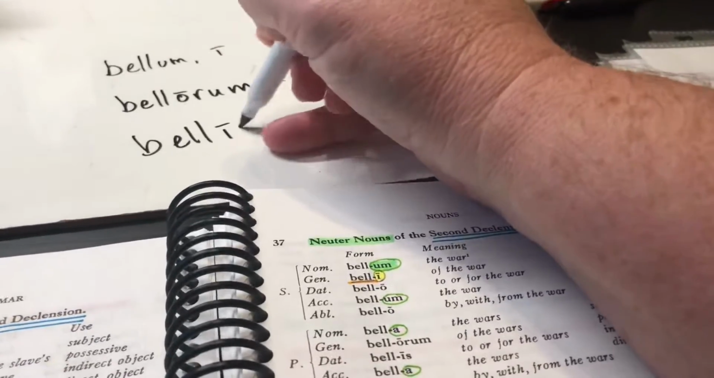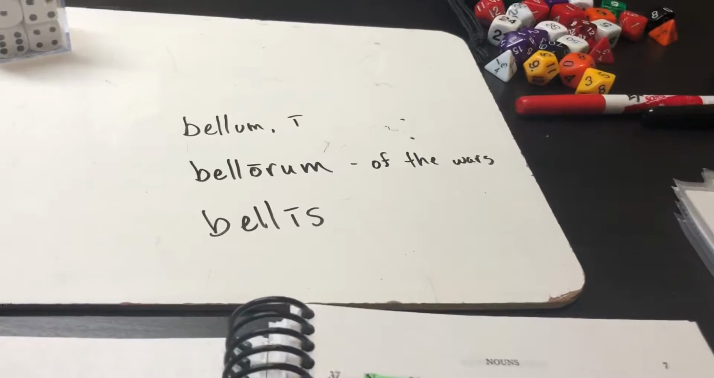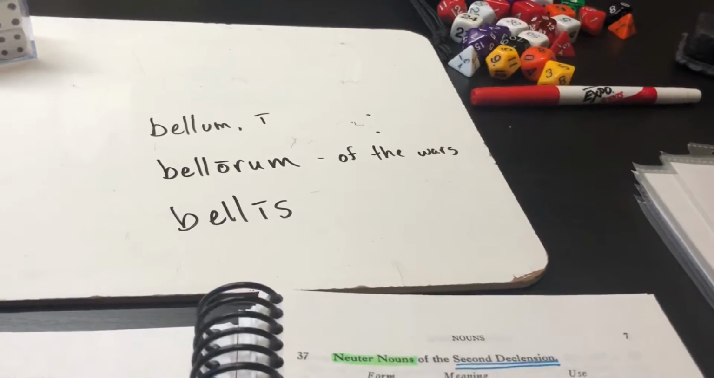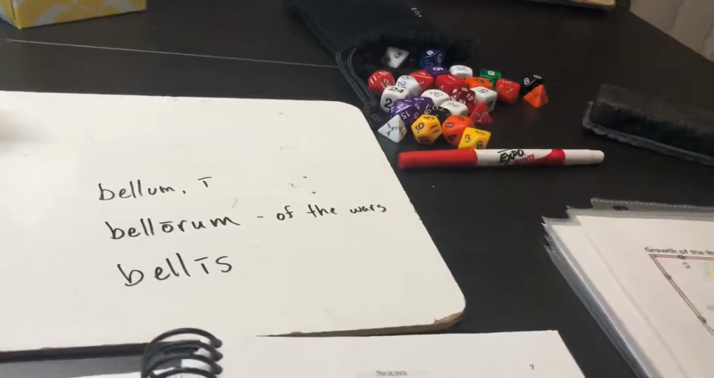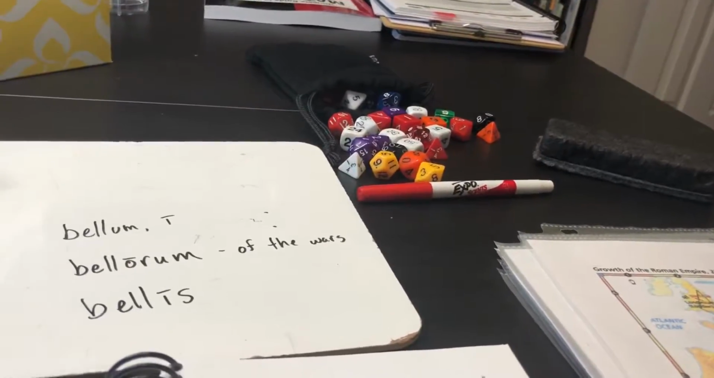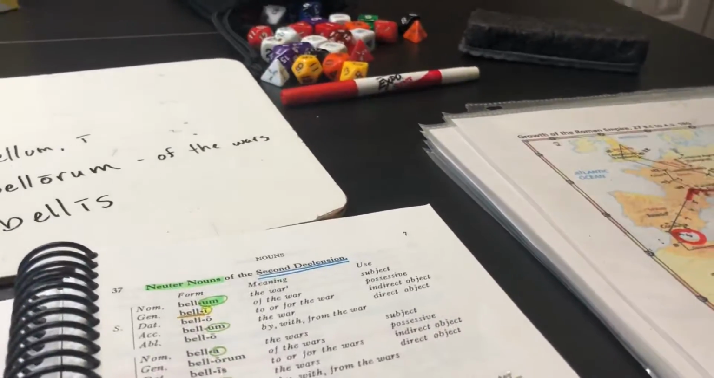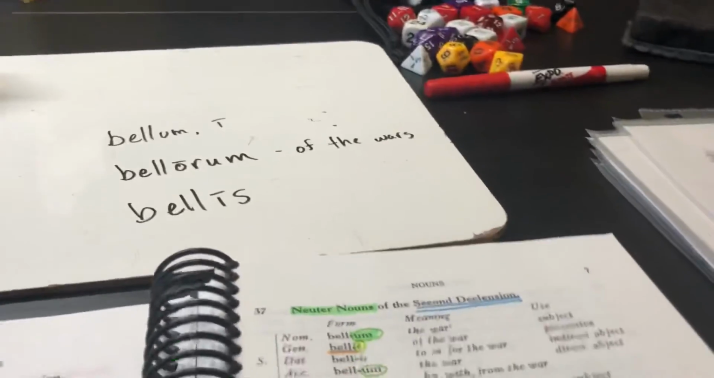Sometimes if it's a word like this, it has 2 meanings, right? Belis could mean to or for the wars, or it could mean by, with, from the wars. So if that's the case, then if they put either of them down, they get the question right. It doesn't matter which one, because technically we don't know the context. I think one time we played where if they got both of them right, they got to roll their dice twice, but then that got really confusing, so I probably won't do that again.